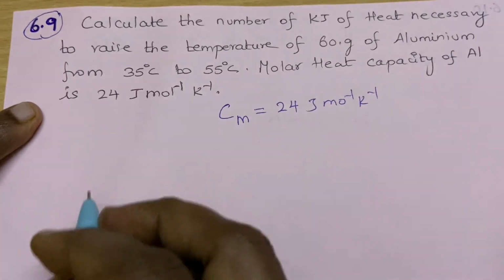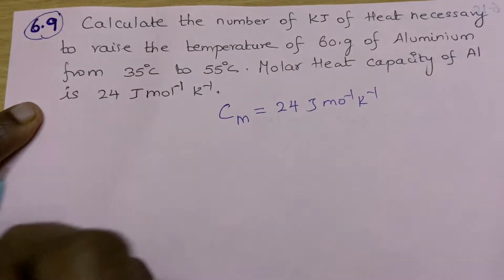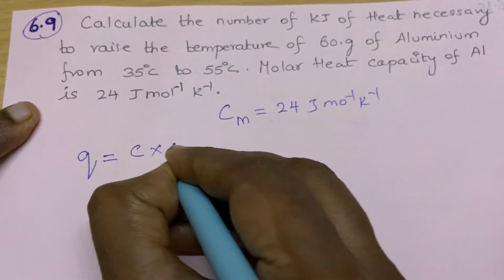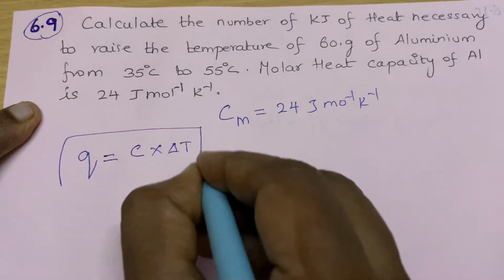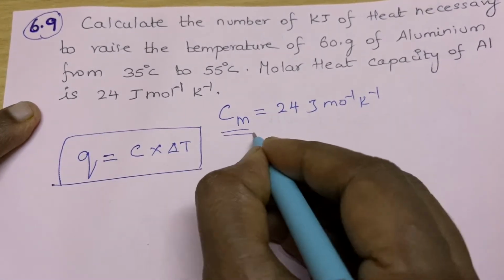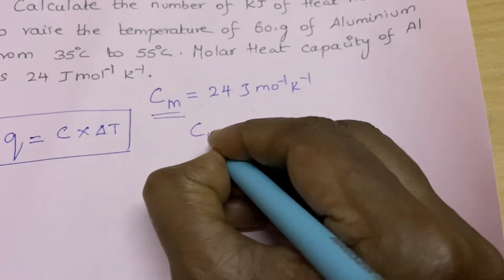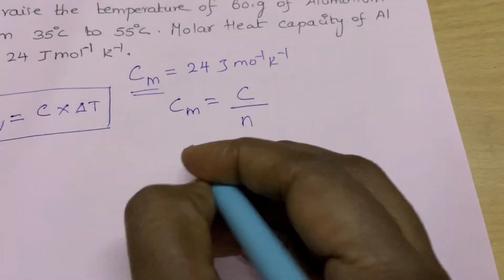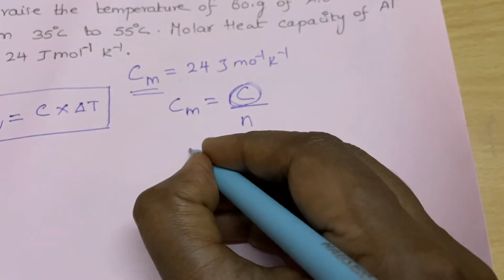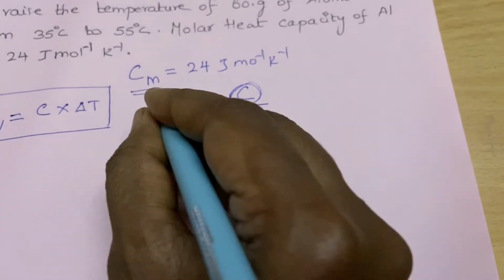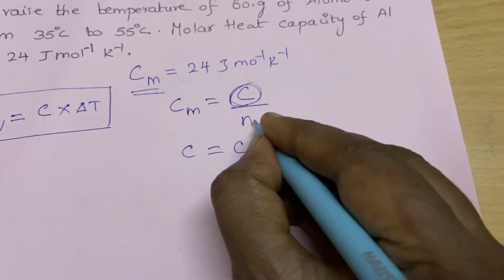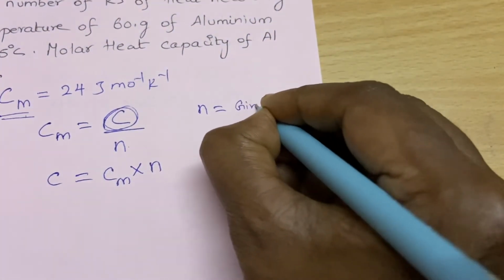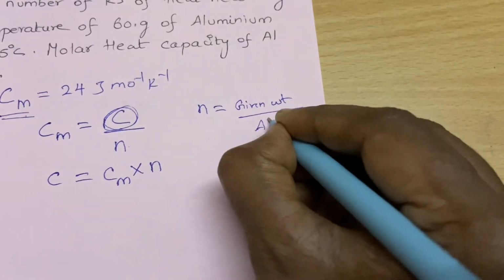So this question is related to heat capacity. Which formula do you have to choose? Q is equal to C into del T. But your molar heat capacity is given. We know that molar heat capacity is heat capacity divided by number of moles, isn't it? So you can find the heat capacity by multiplying the given molar heat capacity by n, where n is the number of moles. How to calculate number of moles, students? That is the given weight divided by the atomic weight.